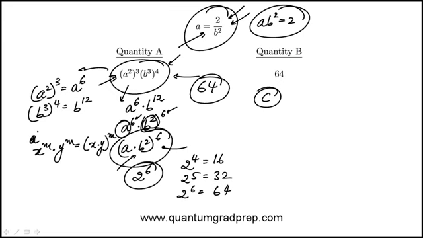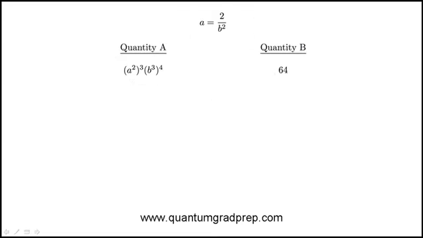Now I want to show two other ways of doing the same problem. The second approach is what I call substitution. So you take one of the variables and you substitute into this expression and simplify it, and if it's supposed to be a unique value or a number, then it should come up to that value. So what we're going to do is to replace either A or B. It's easier to replace A in terms of B.